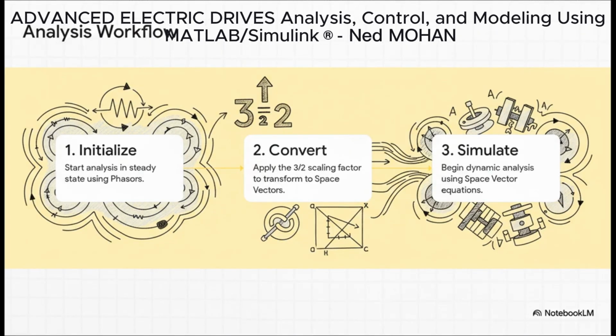So, what this all means is that we have a really practical way to do our analysis. Here's the workflow. Step 1, you can start with the easy stuff. Use phasors to figure out your initial steady-state conditions. Step 2, you take those phasor values and you multiply by that magic 3/2 number to convert them into space vectors. And then, step 3, you're ready to go. You can now use the much more powerful space vector equations to simulate what happens when things get dynamic.